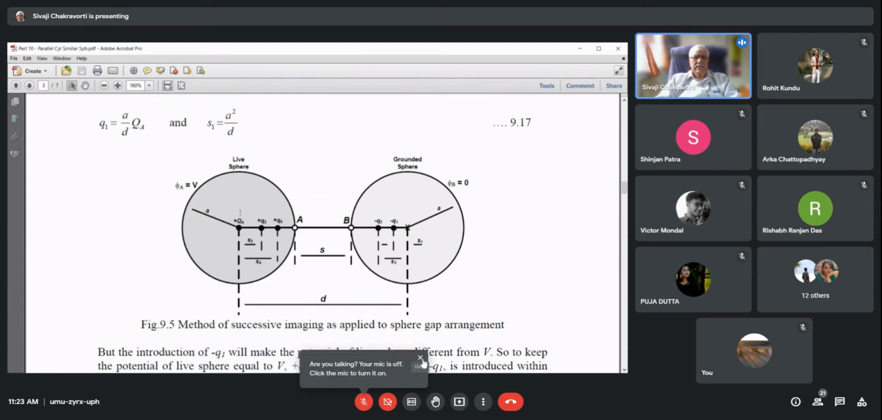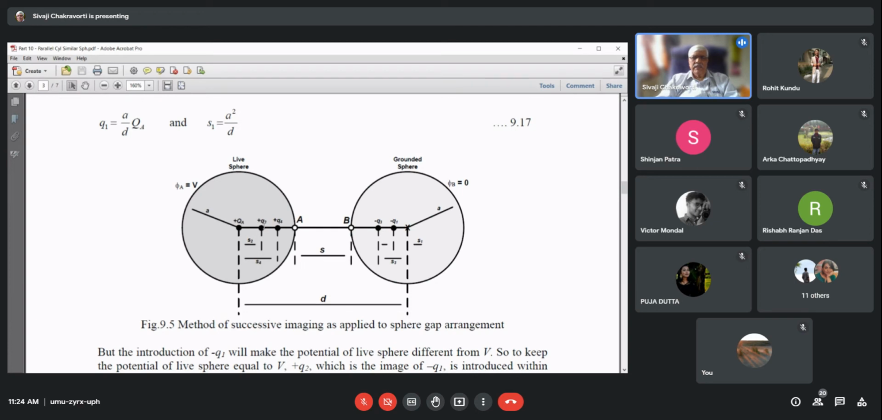And therefore, if I consider plus QA and minus Q1 together, they will make the potential of the live sphere certainly different from V, which is violating our boundary condition. So what can I do? What I will do is take an image of minus Q1 with respect to the live sphere, that is plus Q2, at a certain distance S2, and S2 can be computed from the same expression above.